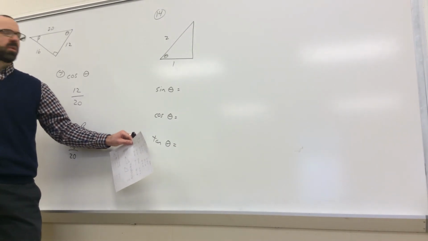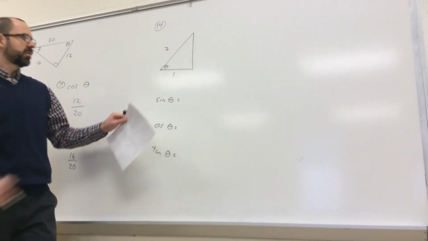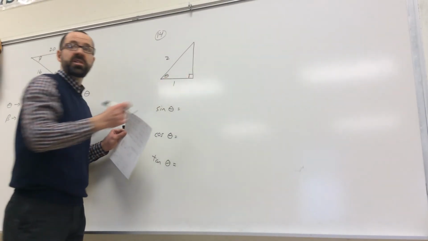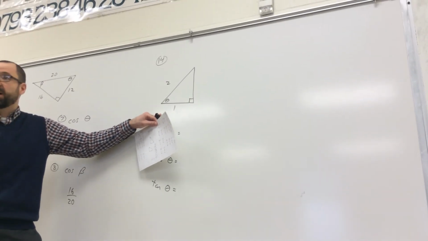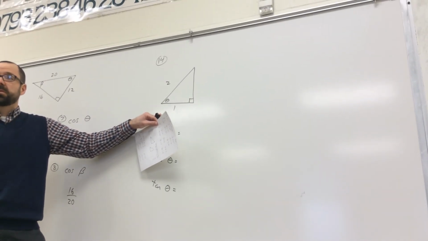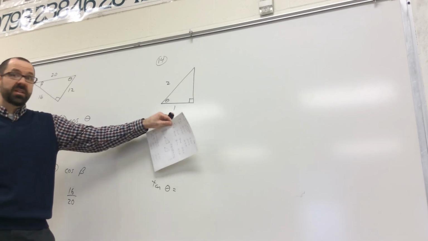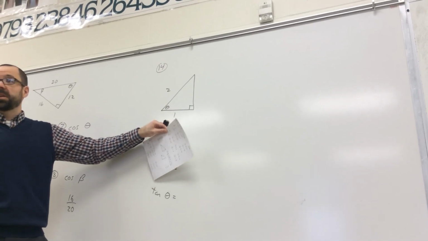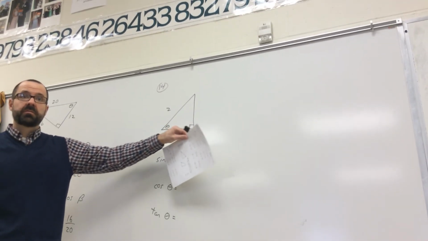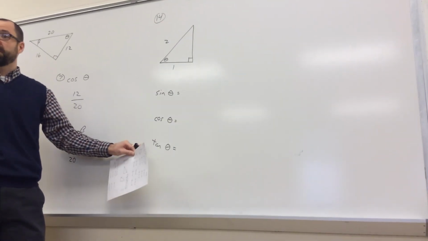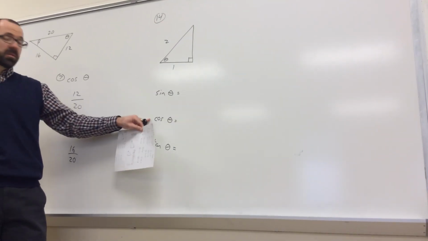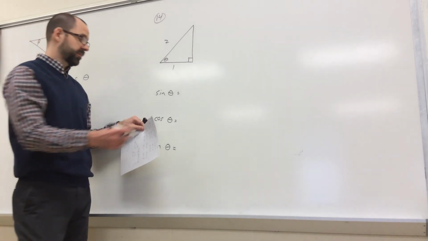So which one of these can we figure out based on the information given? Let me take a step back. Here's the 90. So which two sides do we have? Do we have the opposite? Do we have the adjacent? Do we have the hypotenuse? We just have the adjacent. We have the adjacent to theta, and then we also have the hypotenuse. Okay, so which one of these uses adjacent and hypotenuse? Cosine. So the cosine is 1/2.